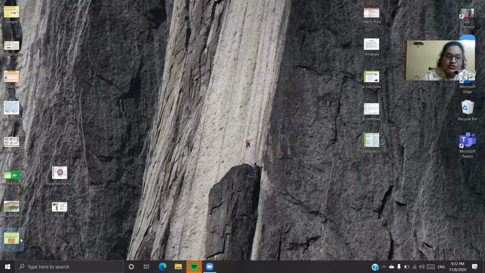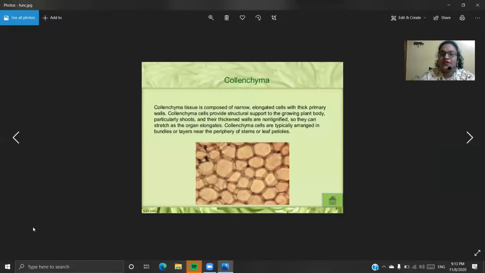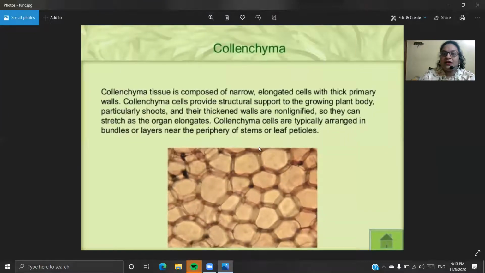Now coming on to the functionality, this is very important to speak about. Since collenchyma has thickened cell walls, it helps in giving you mechanical strength. As I told you, it gives rigidity. And remember that these collenchyma cells are arranged in bundles near the periphery of the stems. They are also present in the leaf petioles, the stalk of the leaf, and the stems. As I told you, they are present in dicot herbaceous stems.